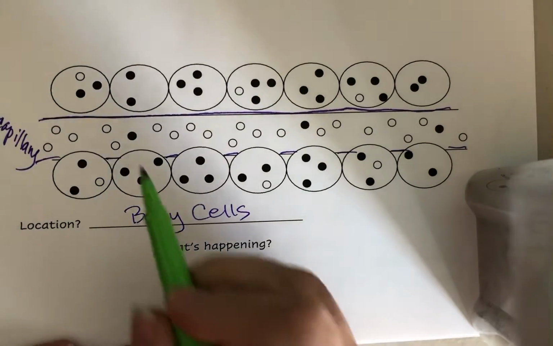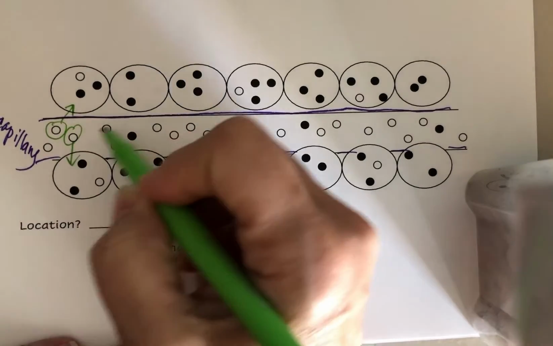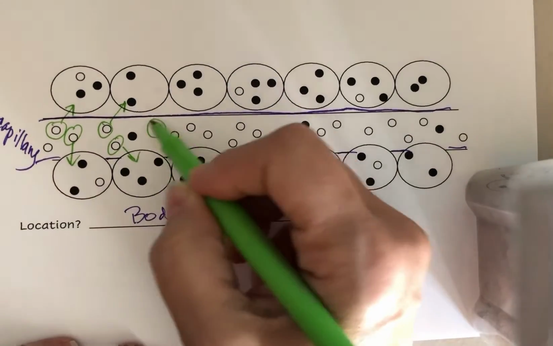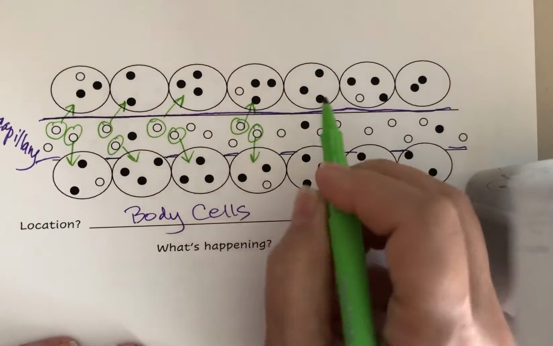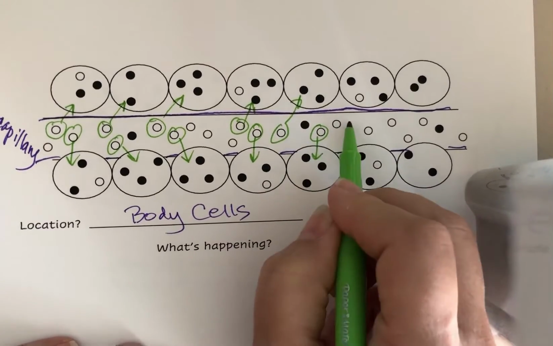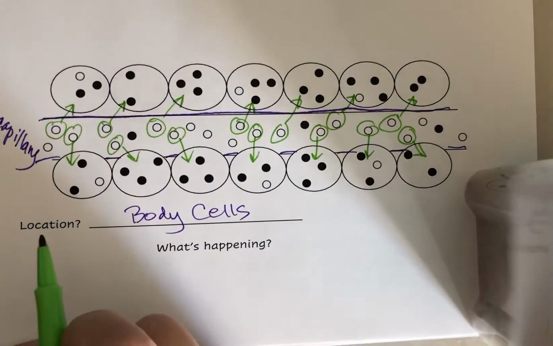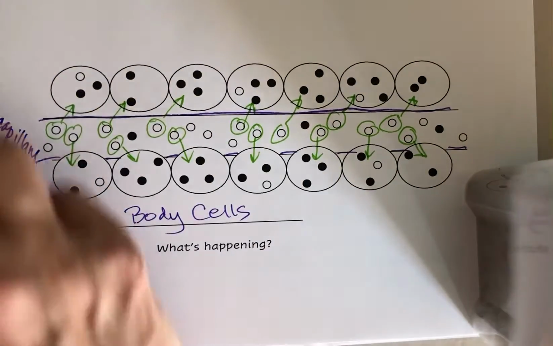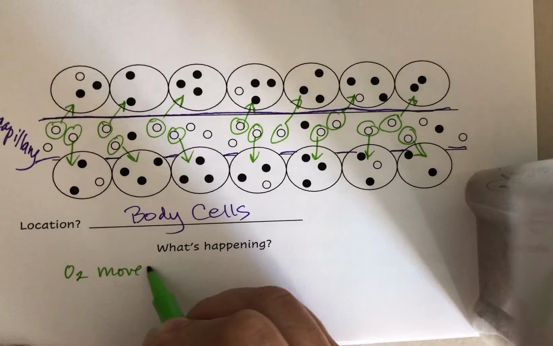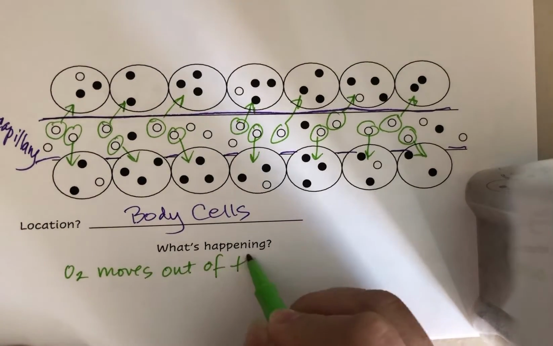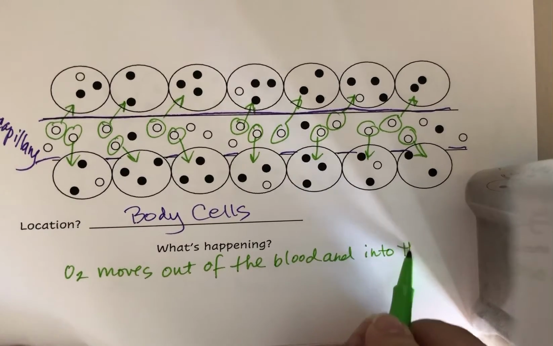So we are going to dump our oxygen out of the blood into the cells, which is the entire point of the cardiovascular system, to get these cells what they need, which is oxygen. So I'm just going to do the same process and show the oxygen moving into the cells. And again, we are going down a concentration gradient from where there's more oxygen to where there's less. Down here, I'm going to write that O2 moves out of the blood and into the cells.